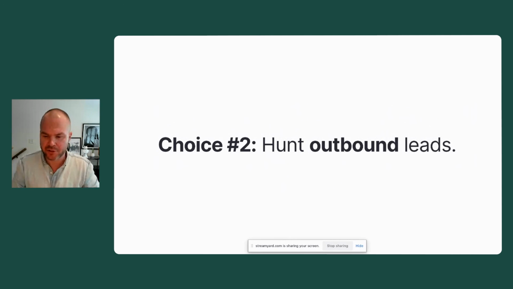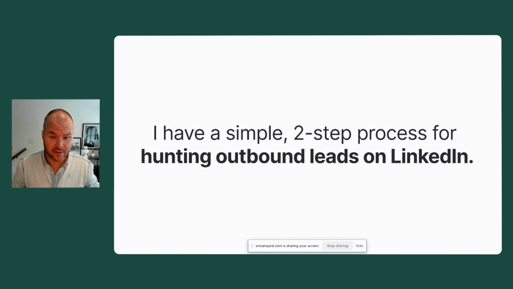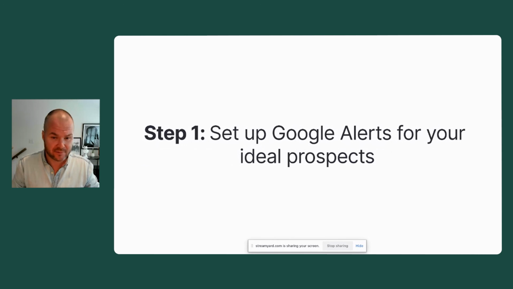And then choice number 2, outside of inbound leads, is hunting outbound leads. This is something I wrote about on LinkedIn the other day. People are missing a huge opportunity here. This is really easy. This is my 2-step process. First thing I do is I set up Google alerts for my ideal prospects. So I'll give you an example of what that might look like.